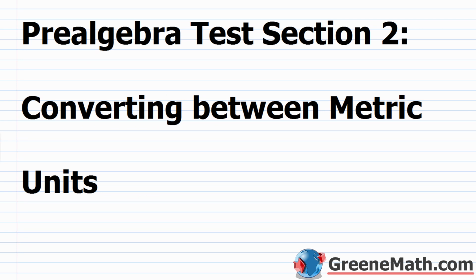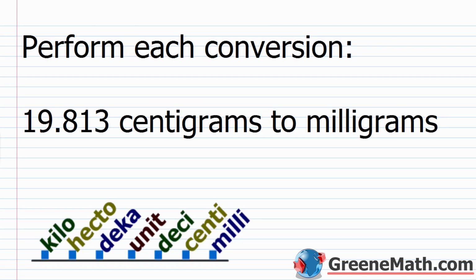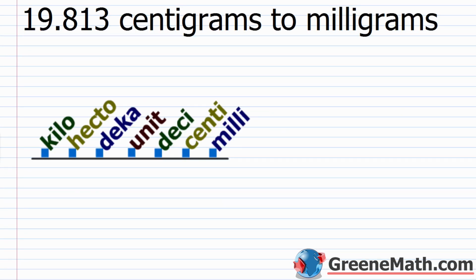Hello and welcome to Pre-Algebra Test Section 2 on converting between metric units. All right, so we just want to perform each conversion, and we're going to start out with 19.813 centigrams to milligrams. Converting between metric units is very, very simple if you have a prefix chart available.